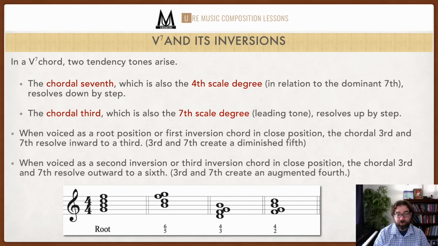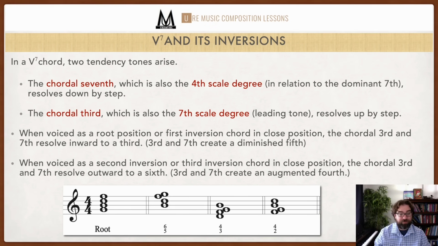In the 5/7 chord, you've got two tendency tones. So remember, a tendency tone is anything that wants to resolve one way or the other. Typically, they want to resolve by step, and they're either going to resolve up or down. With the chordal seventh, if we're in the key of C, you've got your G major chord, that would be the 5th scale degree, so that's your dominant. The dominant has a 7th on the top, so that'd be an F.